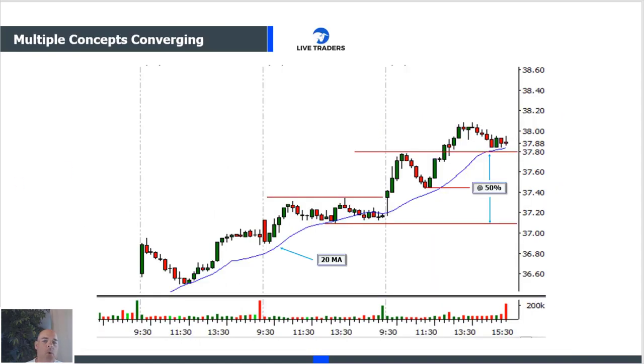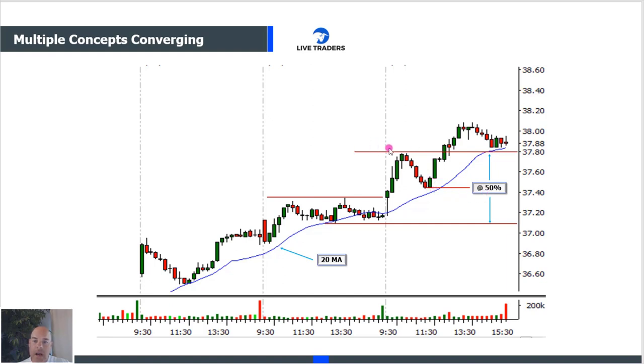Next, multiple concepts converging. So this is the same chart that we saw first. And I told you guys, hey, you probably don't need a moving average to tell you it's in an uptrend, and you don't. But notice if we take a look at this buy setup right here, where's the moving average? It's right under the buy setup. Where's the moving average? It's right at support. Where is the buy setup? Right at support, right at the moving average on a 50% retracement.